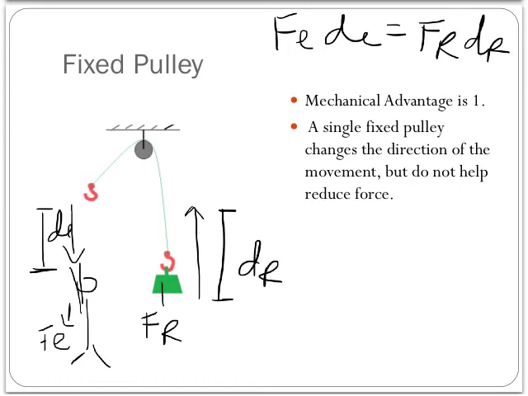So, fixed pulley, simplest of all pulleys. It's actually not a useful machine because it doesn't change the amount of force you have to apply. The force you apply is equal to the force of the object, the weight of the object.